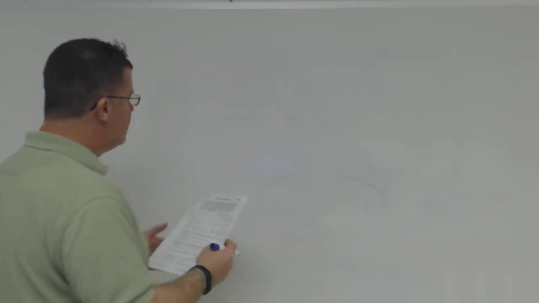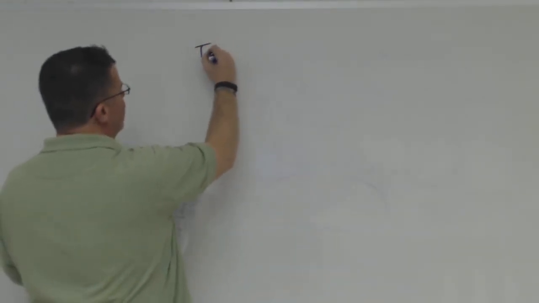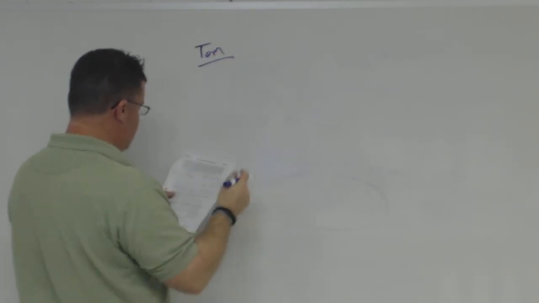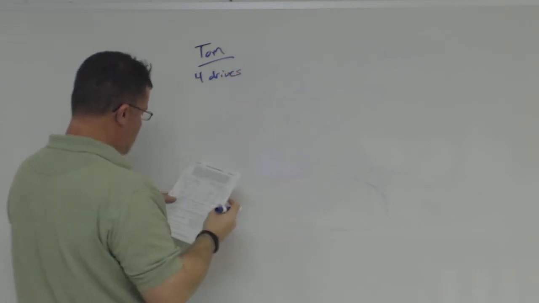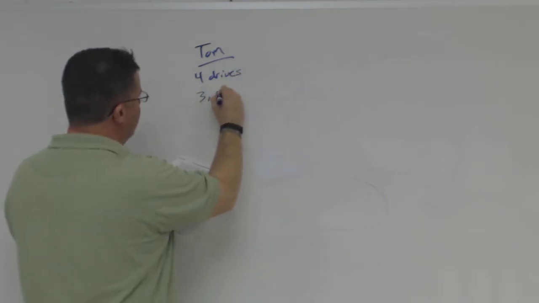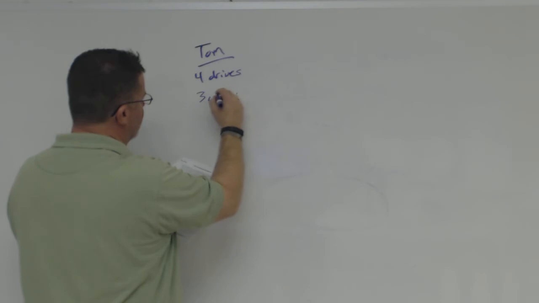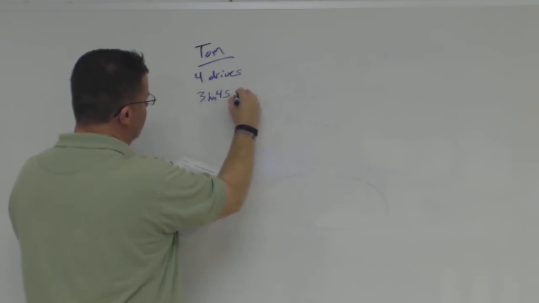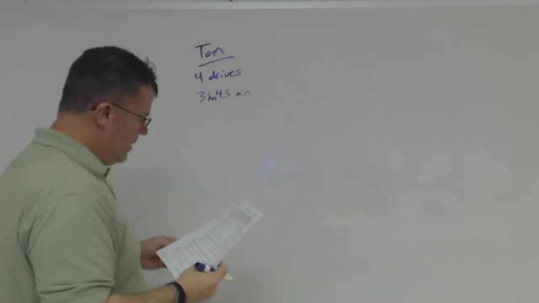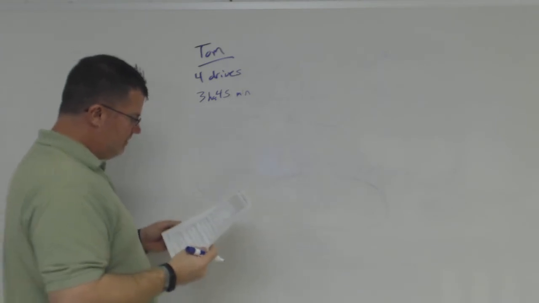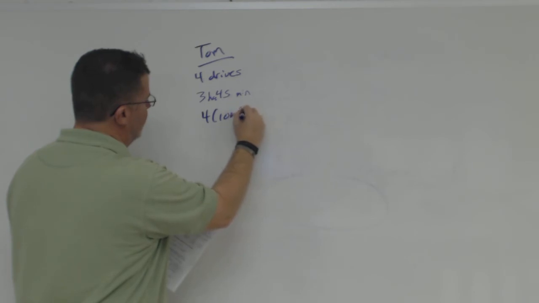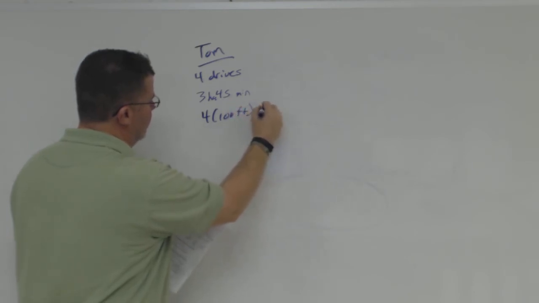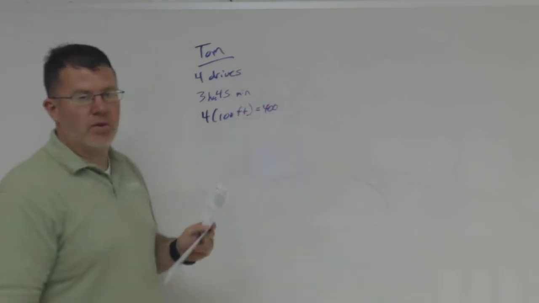Who gets the bonus? All right, so I'm going to write down Tom's information here to show how we worked it. He did 4 driveways. He did it in 3 hours, 45 minutes. And he did 400 feet. He did 4 times 100 feet. Good, 400 square feet of driveway.